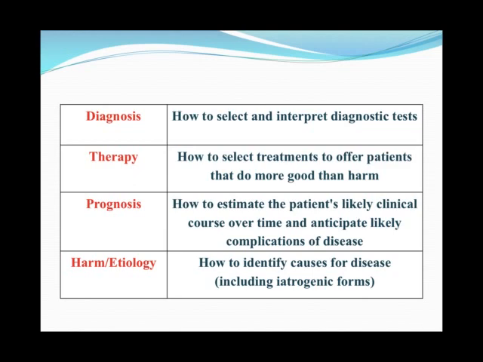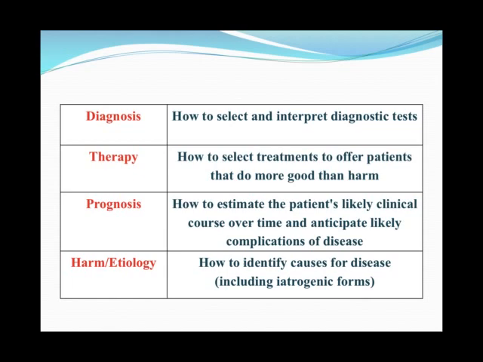Or it could be a therapy question. How do we select the treatments to offer patients, more good than harm? Like, would this antibiotic that we're giving the patient cause more benefit to the patient, or would it harm the patient? Are the side effects worse than the treatment or the chemotherapy or something like that?